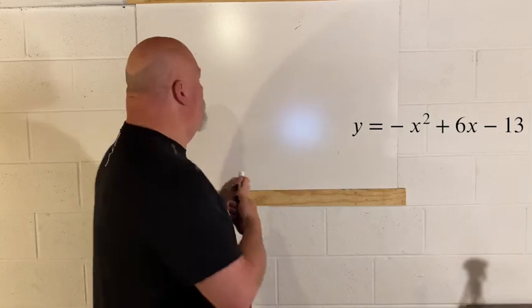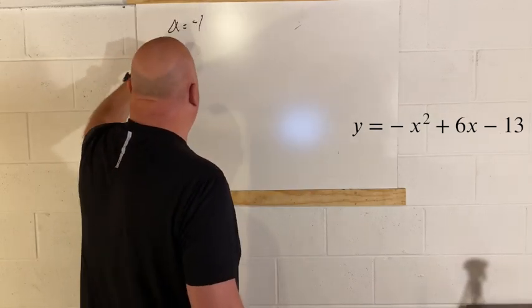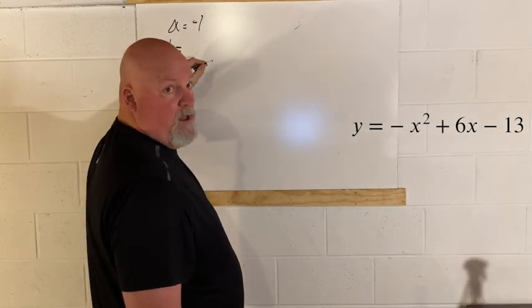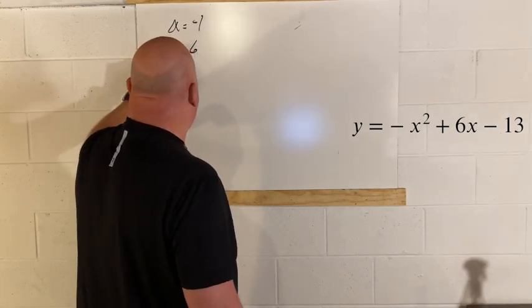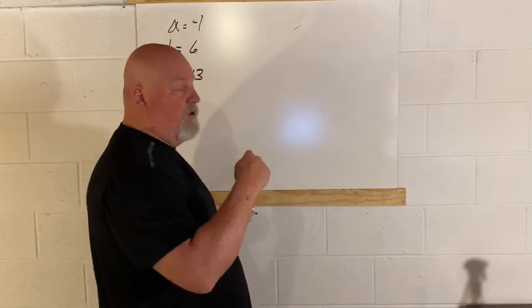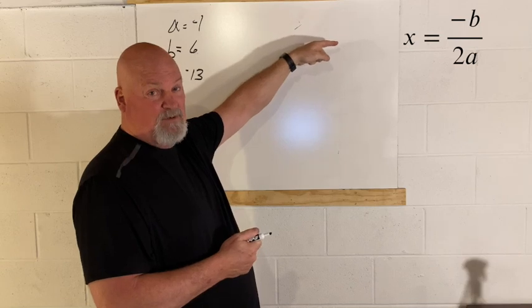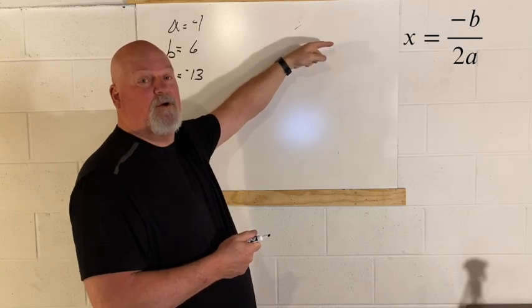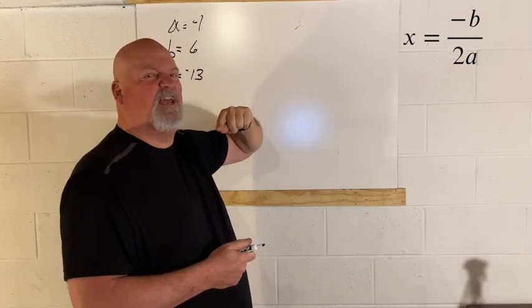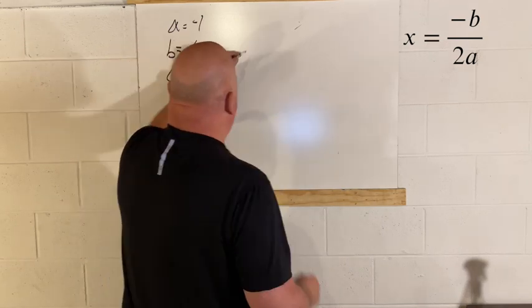Let's use it again. First of all, we said that a was negative 1, b was 6, and c was negative 13. So if we take those and put them back into this formula right here, x equals negative b over 2a, then we're going to get the axis of symmetry. I'll tell you what it does here in a minute. It's kind of a surprise. Okay, so I'm going to put it in.